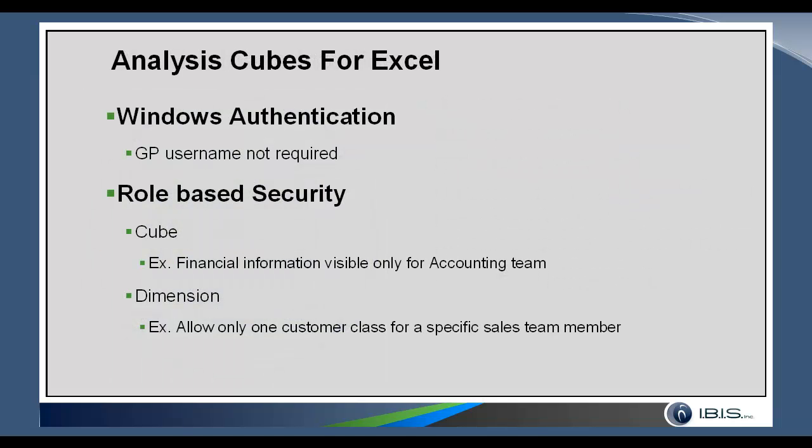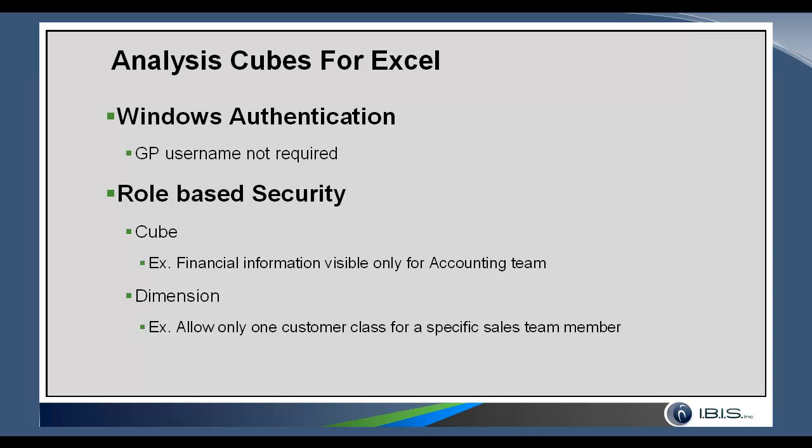So first I want to talk a little bit about the security in Analysis Cubes. That's something that comes up a lot. Security for ACE, Analysis Cubes for Excel, the acronym would be ACE for that, is Windows authentication. So this is important because you don't need a GP username already set up to be able to give someone access to the Analysis Cubes. If you're using a hosted environment, or if you have a certain number of SQL licenses, that is something to consider before you give your whole company access, but GP licenses are not required.